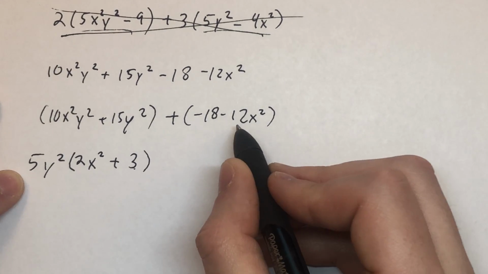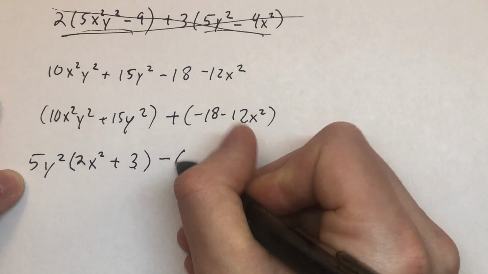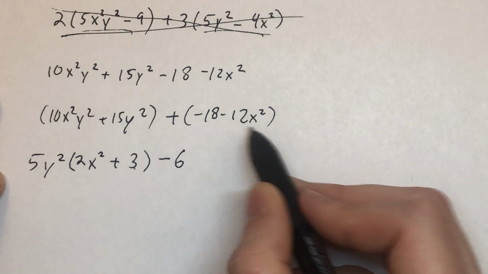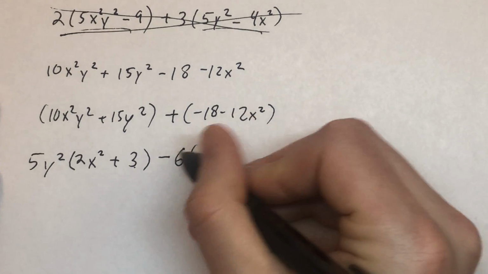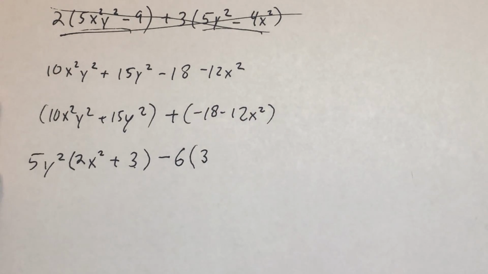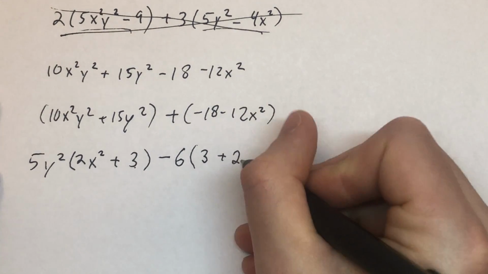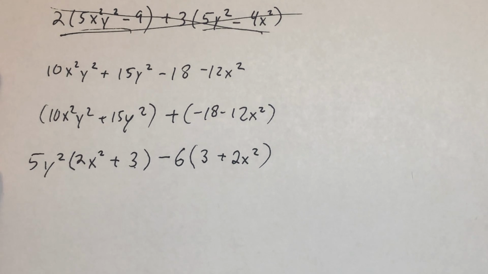Between the 18 and the 12, we do see a 6 in common, but because of this negative, we will make it a negative 6. And as far as variables are concerned, there's no x's or y's here in common, so that'll be all we take out. So negative 6 would give us a positive 3 there to get a negative 18, and negative 6 times a positive 2x squared to get that negative 12x squared.